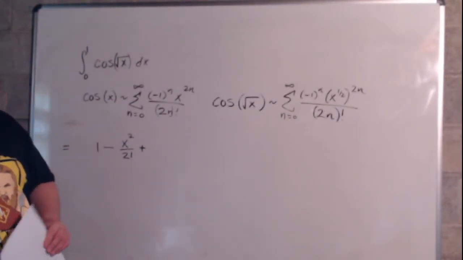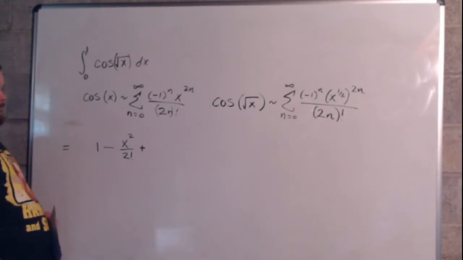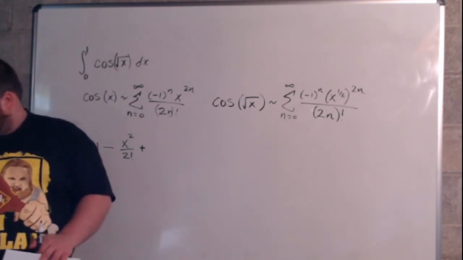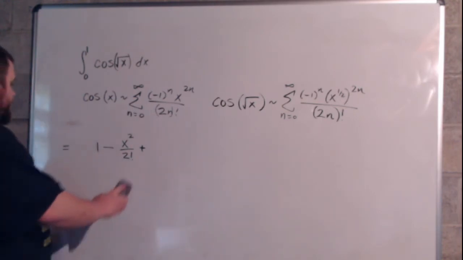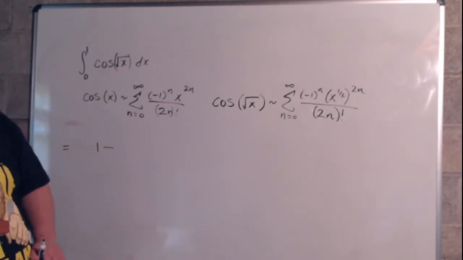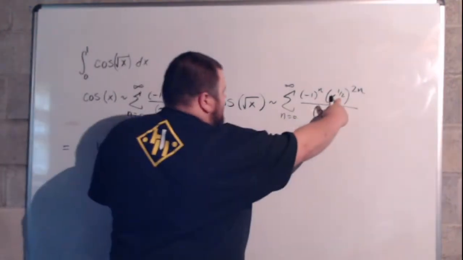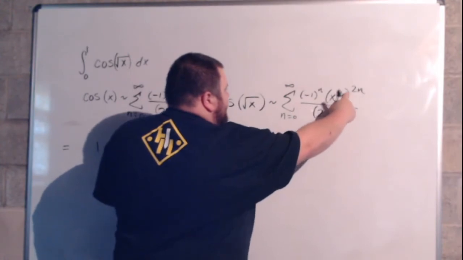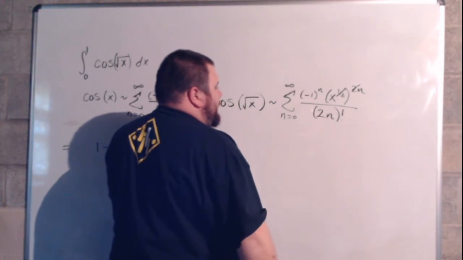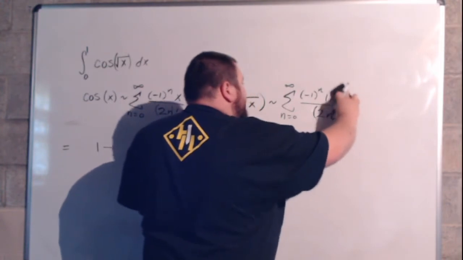Everybody okay with that step? Okay. So if I simplify this, x to the 1/2, then to the 2n, that 2 and that 1/2 cancel, and so I'm just left with x to the n here.